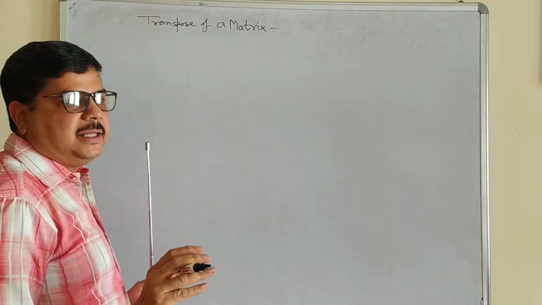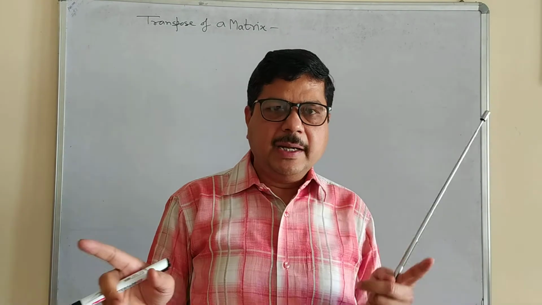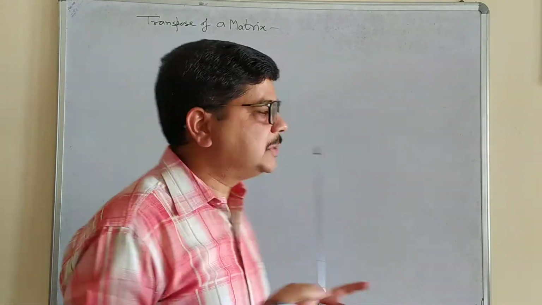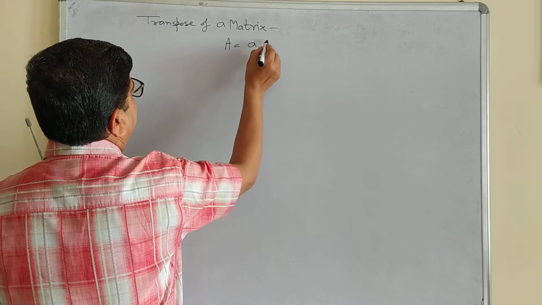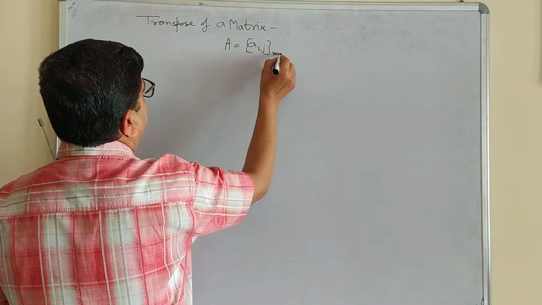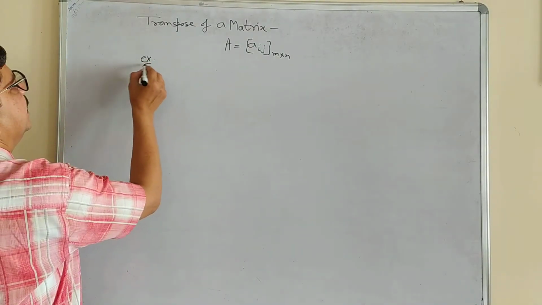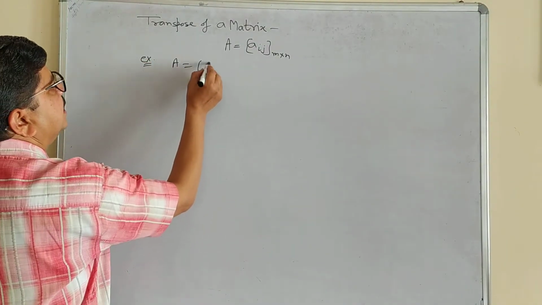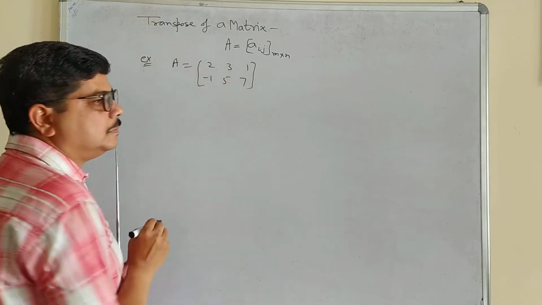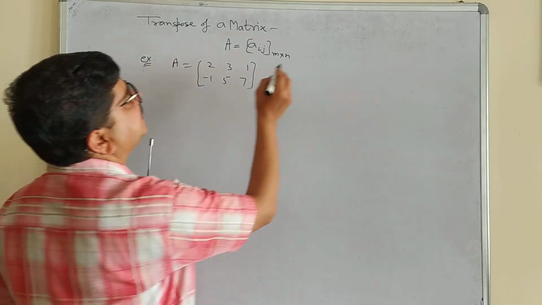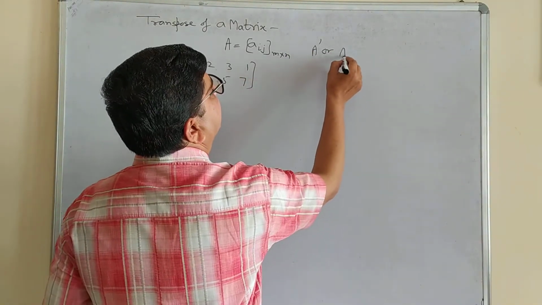a matrix, then A transpose is the matrix obtained by interchanging its rows and columns. Like if A is Aij of order m by n. एग्जाम्पल एक ले लेते हैं साथ में। If A is a matrix 2 3 1 minus 1 5 7, then A transpose is represented by the letter A dash, or we write AT.